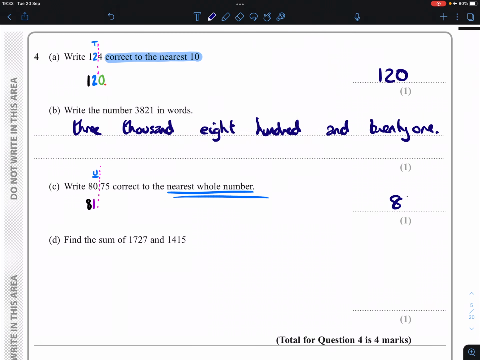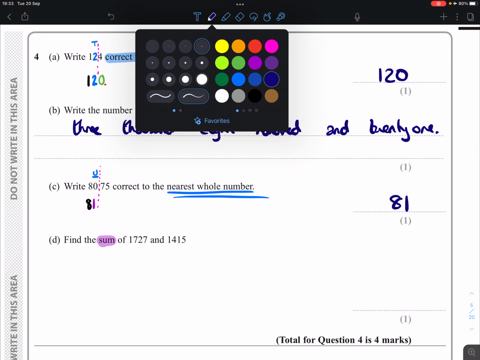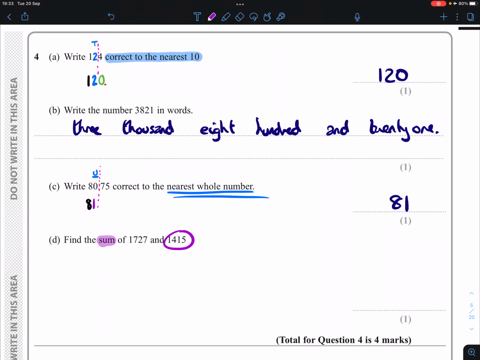And lastly, find the sum of 1,727 and 1,415. While we're adding these together, you don't even need to set up a sum for this because of the fact that you have a calculator. So plugging this in, you're going to end up with 3,142 as our final answer.